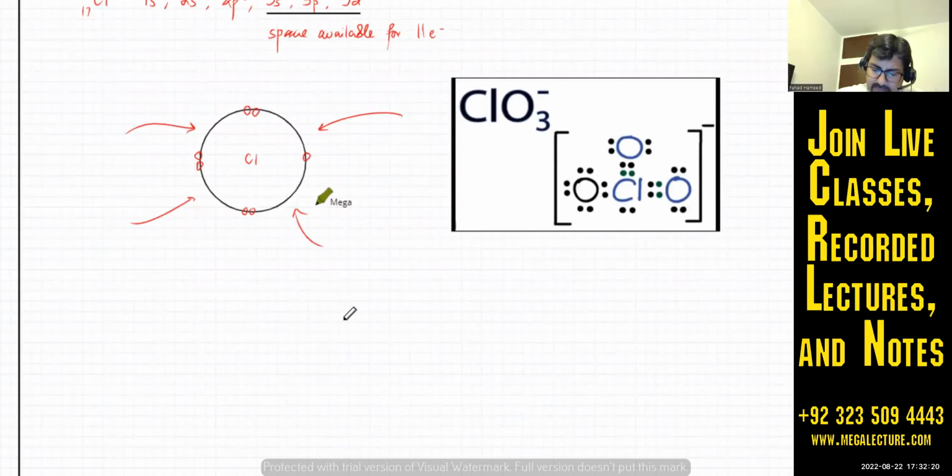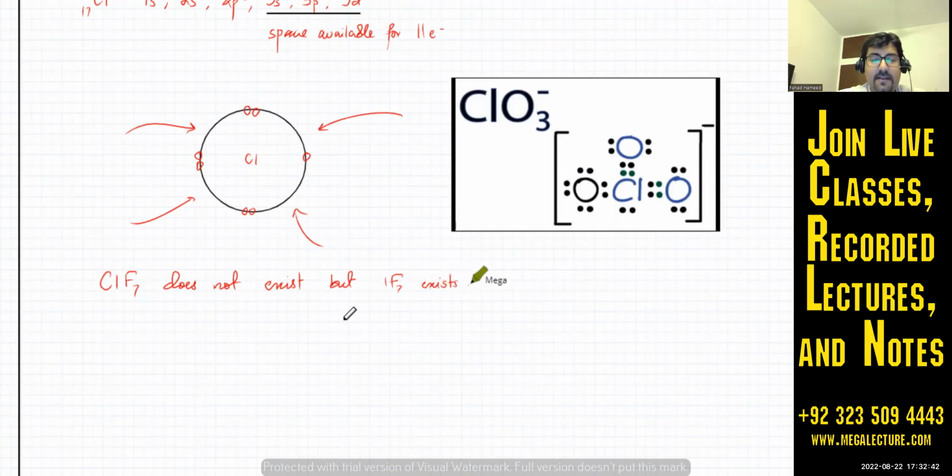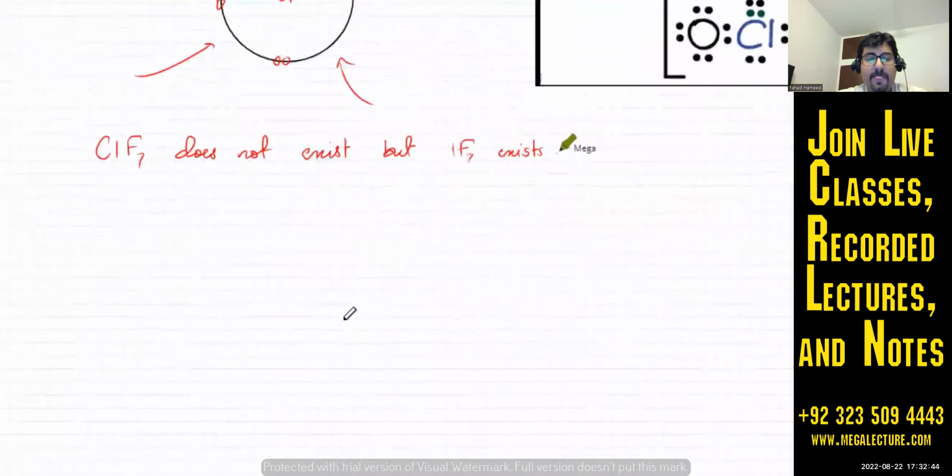There's a specific chemistry question that appeared on this. So ClF7 does not exist, or it's hard to form. But IF7 exists. Okay, that's the question.